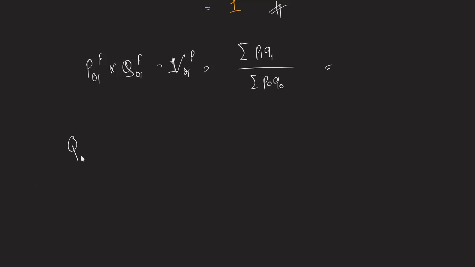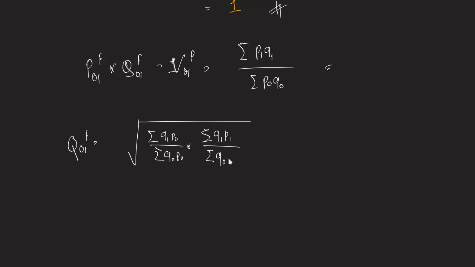So for this, let's first find out Q01F. Now Q01F is given by root over summation Q1 P0 by summation Q0 P0 into summation Q1 P1 by summation Q0 P1. Now this is equal to 532 by 700 into 658 by 875.